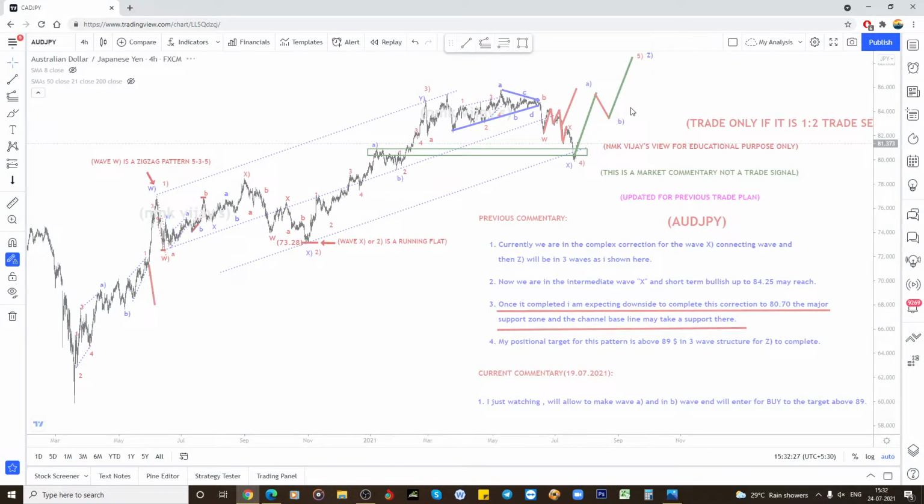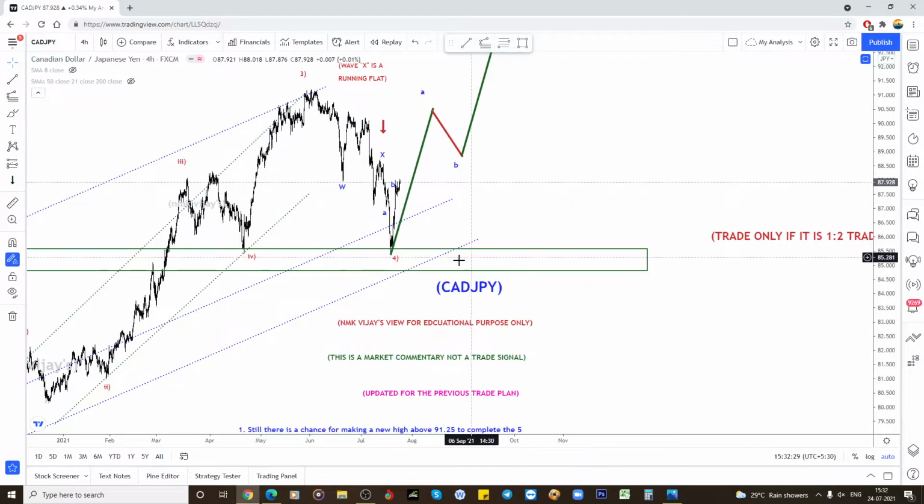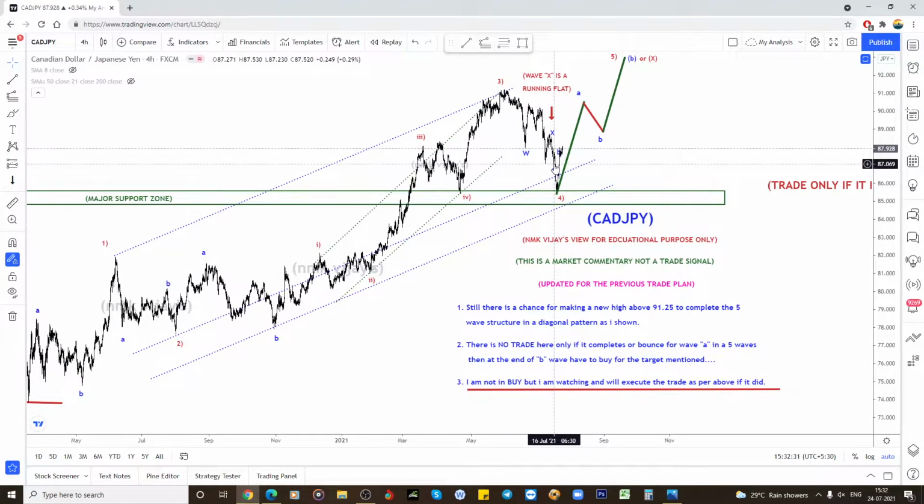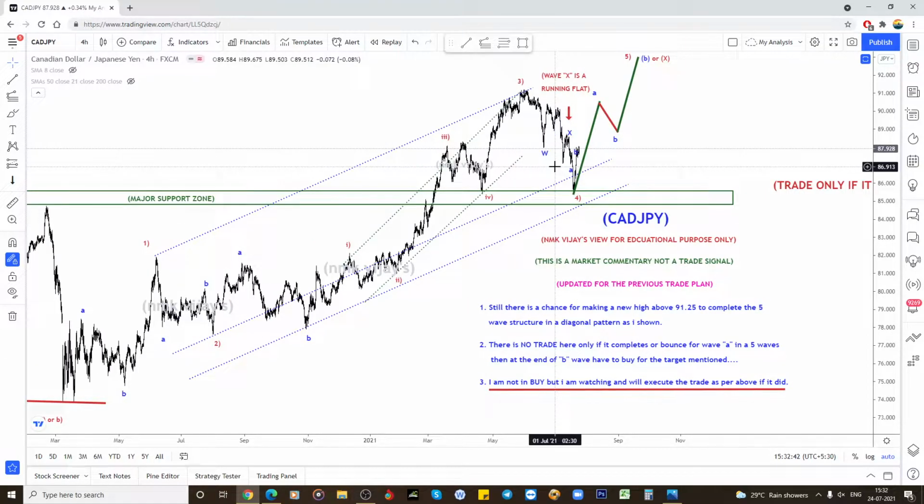So what is the CAD JPY? Exactly the same as per all the JPY pairs: CAD JPY, AJ, NJ, and GJ also. For the first time, I think after a long time, I have updated my GJ chart, so we will look for that also.